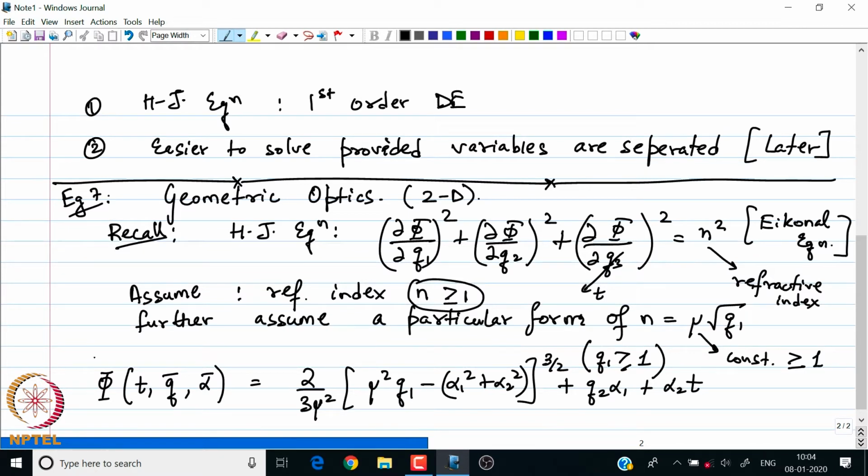Now, students should check that this indeed satisfies my equation. So, this is indeed a solution to this equation. Please verify that this is indeed the case. Okay. Now, what we can do is check certain properties of this function. Namely, first of all, we can check whether the solution is complete or not. Namely, we have to construct the Hessian matrix and find the determinant of this matrix, whether that determinant is non-zero or not.